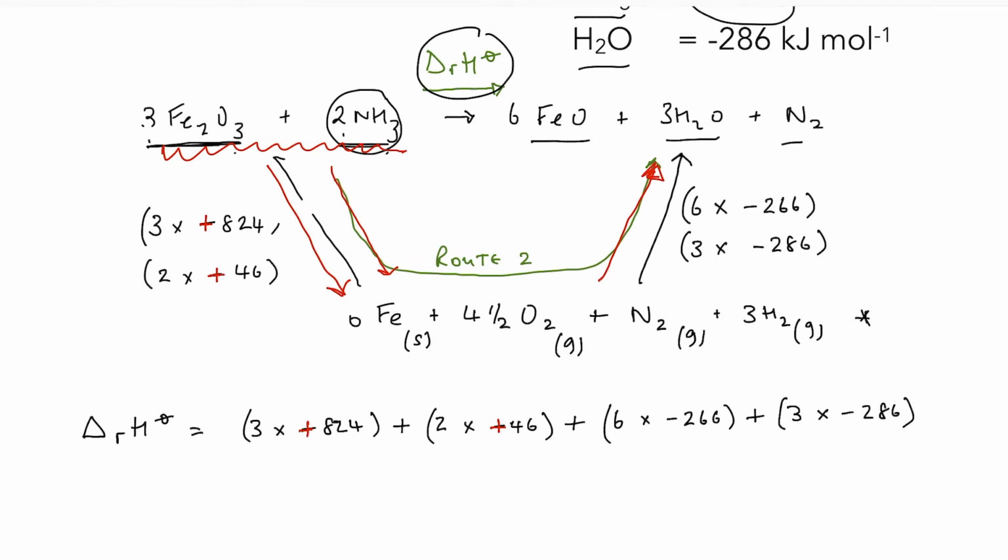On the second arrow, my route goes in the same direction as the arrow is written in the cycle. So these two numbers are correct. They stay negative. I then plug this calculation directly, as written, into my calculator. So 3 lots of plus 284, plus 2 lots of plus 46, plus 6 lots of minus 266, plus 3 lots of minus 286, and you should come out with plus 110 kilojoules per mole. Always, always, always put the sign in. In this case, it's an endothermic reaction.